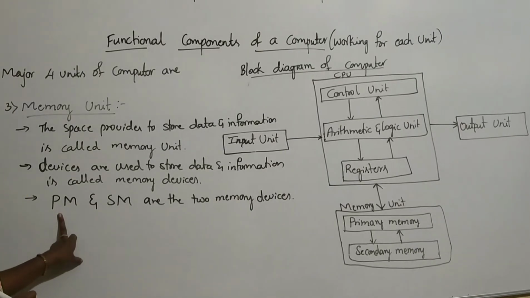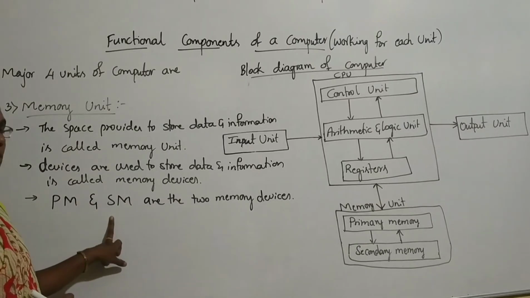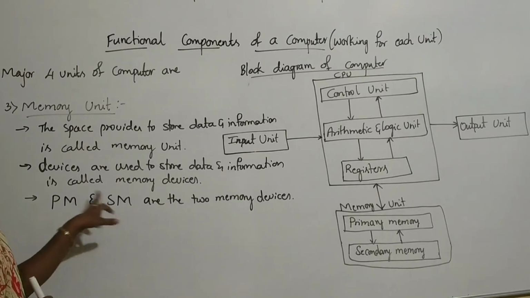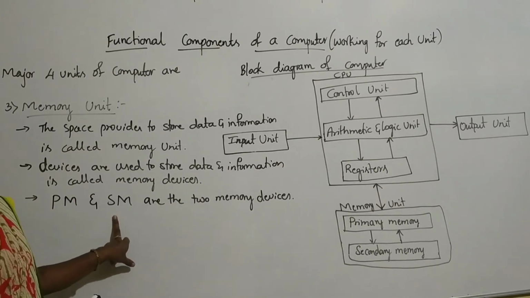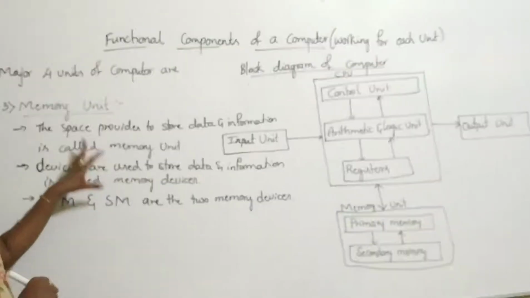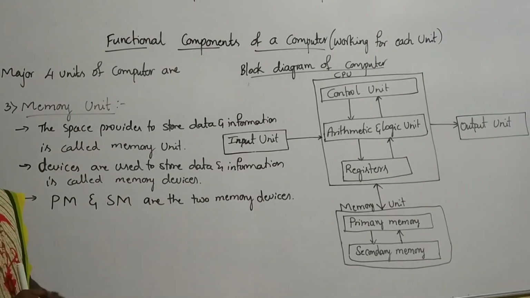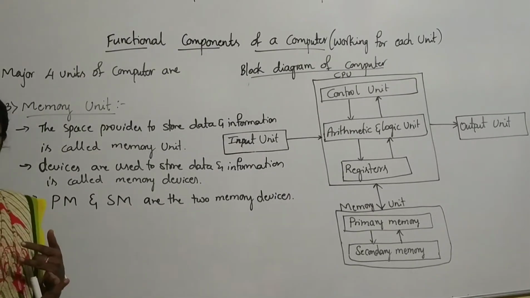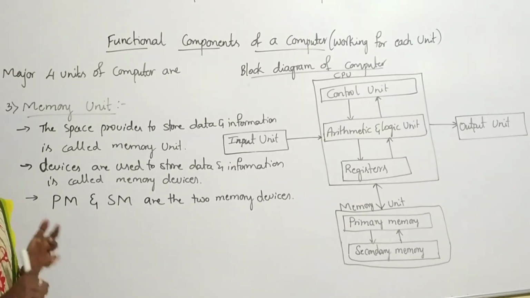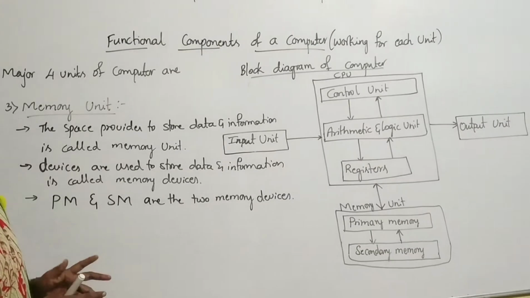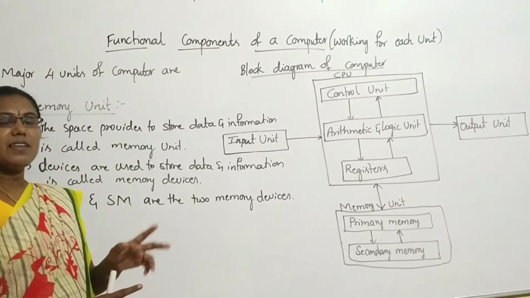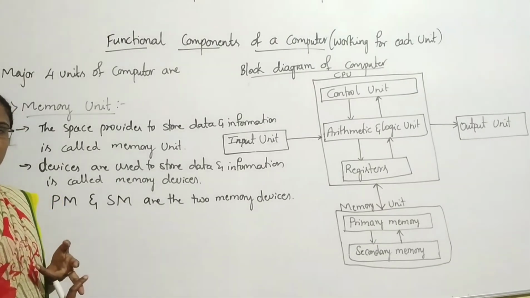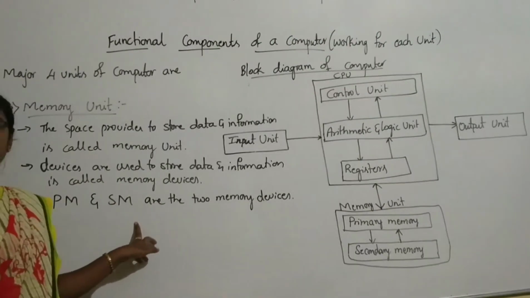The primary memory can store the data temporarily. The secondary memory can store the data permanently. The primary memory has very little space. Secondary memory has huge memory space. Understood? These are the points on memory units. The unit that stores data or information in a computer is called a memory unit. The devices used to store data and information in a computer are called memory devices. There are two types of memory devices in every computer, primary memory and secondary memory.